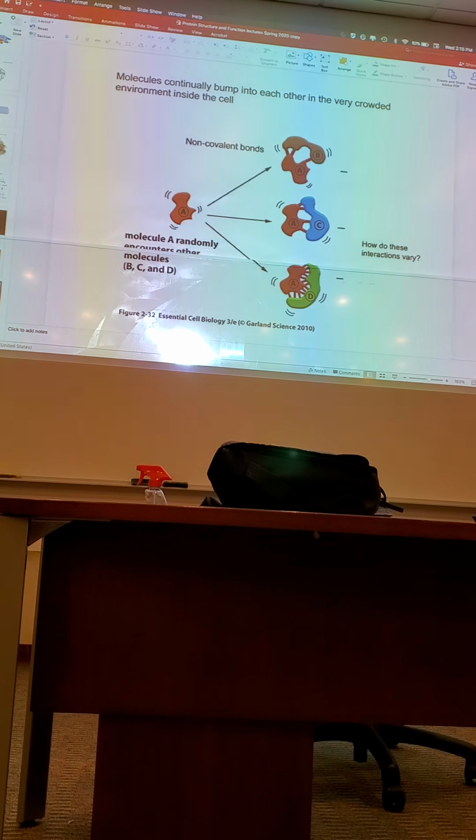So most molecules, when they bounce into one another, are going to bounce apart. And that's what this figure is meant to represent. We've got a protein molecule A bouncing around inside the cell, and it actually encounters three other molecules called B, C, and D.